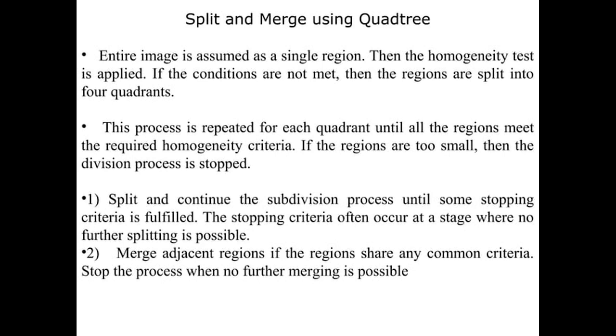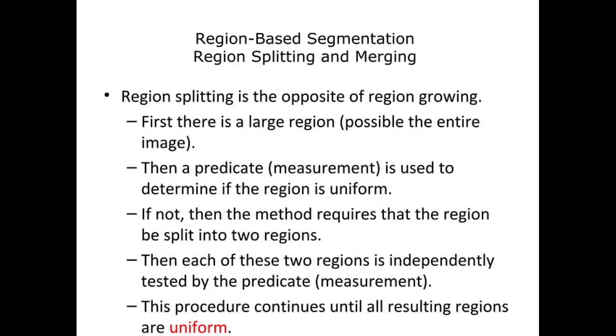Here the homogeneity test is applied. First, the entire image is assumed to be a single region. Then we apply the homogeneity test. If the conditions are not met, then the region is split into 4 quadrants. So this is the quad tree approach, and this process is repeated for each quadrant until all the regions meet the required homogeneity criteria. If the regions are too small, then the division process is stopped. Here the steps are given, the same steps here.